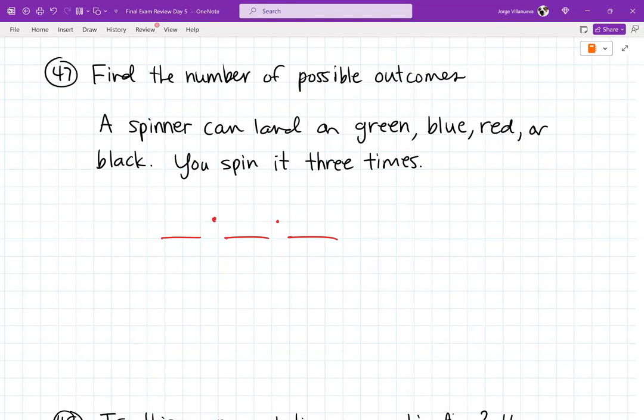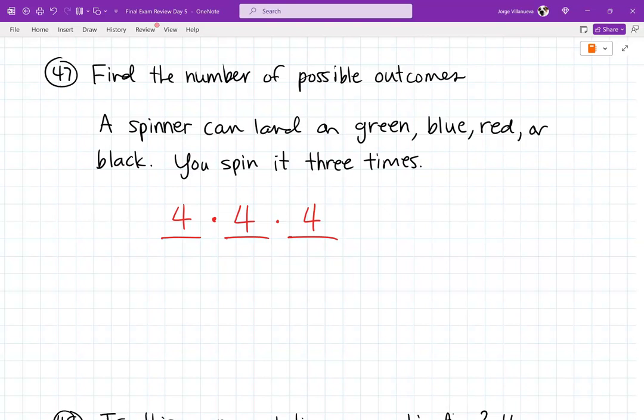Notice they didn't mention anything about the same color not being repeated. That means you can get 4 greens, or 2 greens and 2 reds, maybe 2 greens, a red and a blue. You can get the same color. So there's 4 different colors: green, blue, red, or black. The first time you spin it, there are 4 possibilities. The next time you spin it, you still have 4 possibilities because they didn't say you couldn't choose the same color. And then the last time is also 4 possibilities.